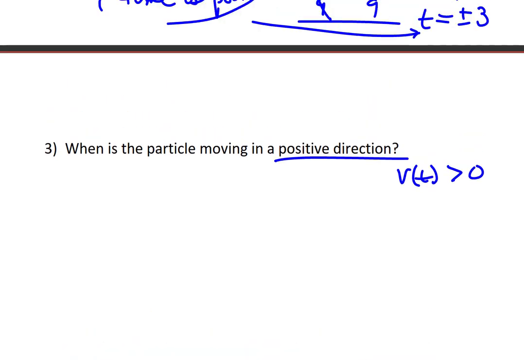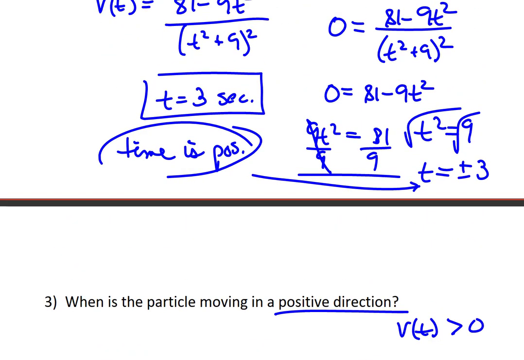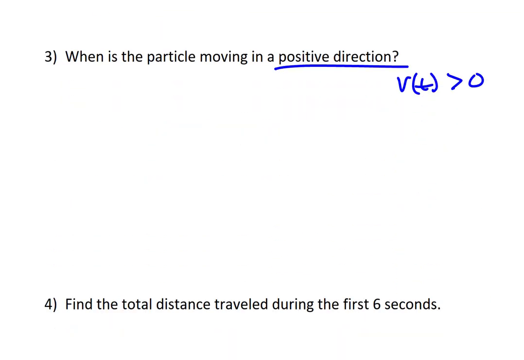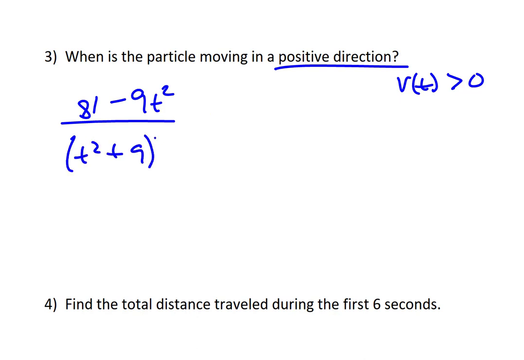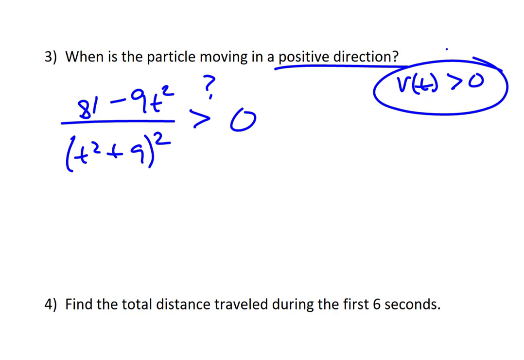Now again, we already have v of t, so we'll go ahead and bring that expression back into the view here and say that negative 9t squared, actually we had written 81 first, so 81 minus 9t squared over t squared plus 9 all squared. We want to know when is that positive. That's what it means for velocity to be positive, which would mean the particle is moving in a positive direction.